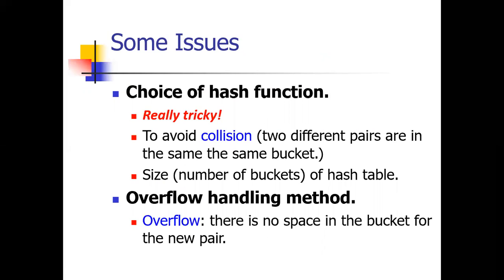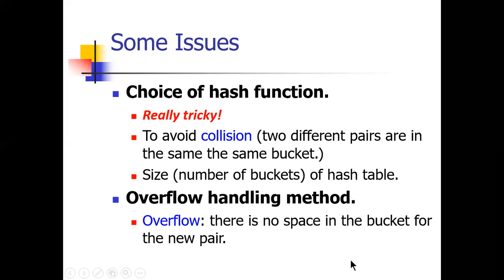Some issues that we can look at: the choice of hashing function is quite tricky. To avoid collision, that is two different pairs in the same bucket, the size, or number of buckets, of the hash table matters. If you have two pairs in the same bucket, it's a problem. Which attribute are you going to go for? But if the pairs are in different buckets, it's easy to go for the right one, because you can use the keys to differentiate the buckets.